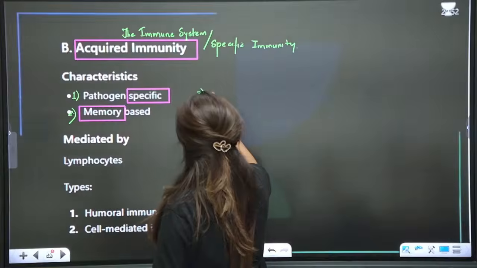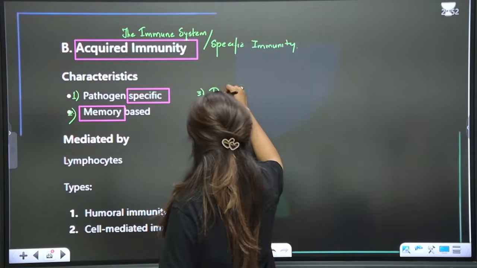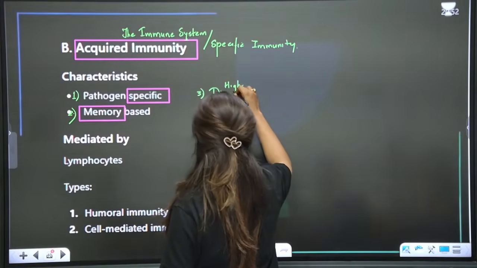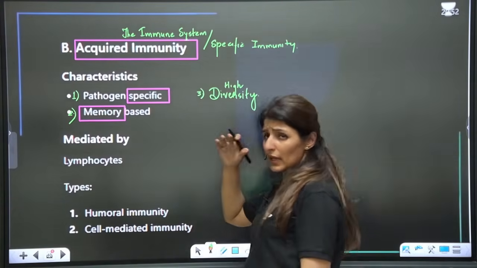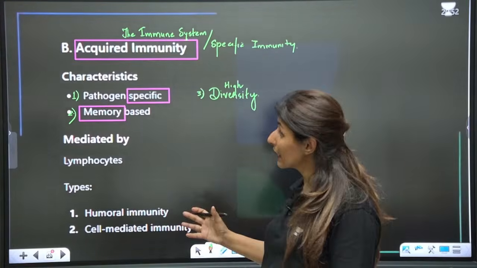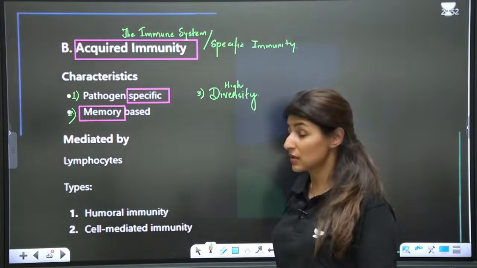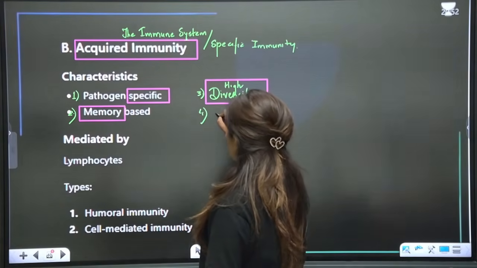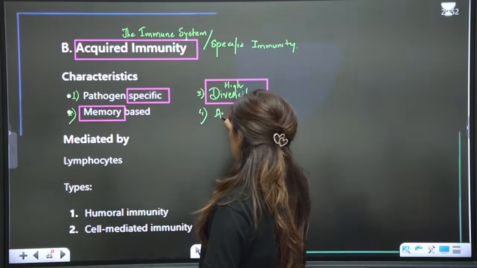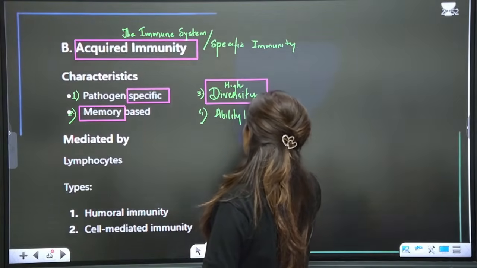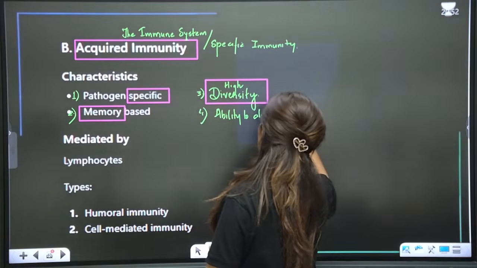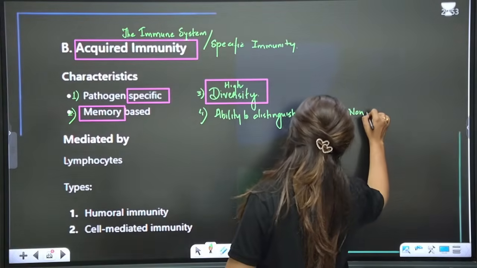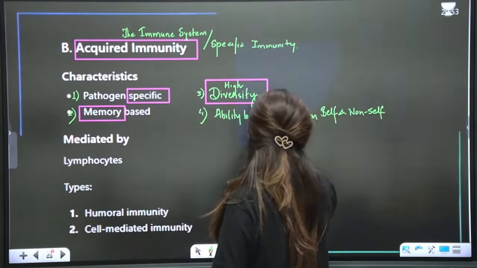Third, our immune system is highly diversified. It has high diversity. So you give it as many new types of pathogens or antigens as you can, and it can form a specific antibody against it. This is the nature of our acquired immunity. And fourth, it can differentiate. It has the ability to distinguish between self and non-self. Please let me know that these points are clear to you.